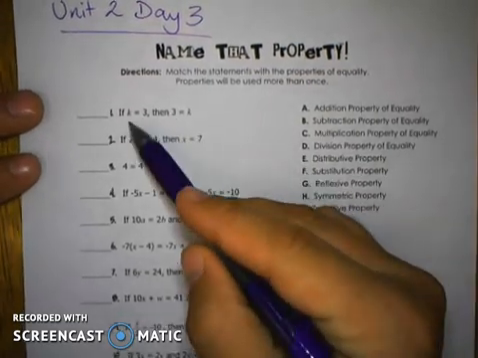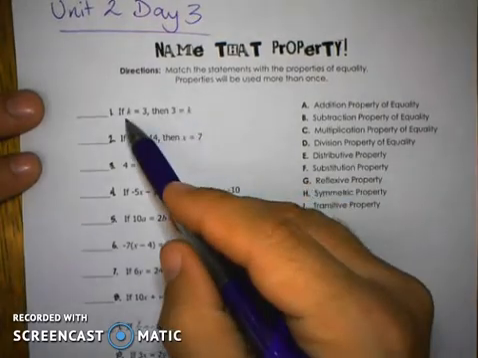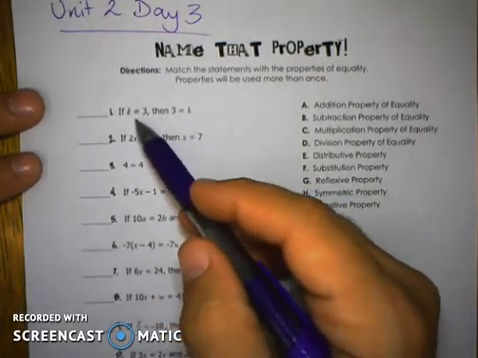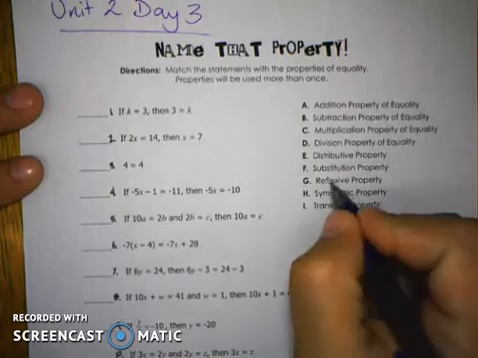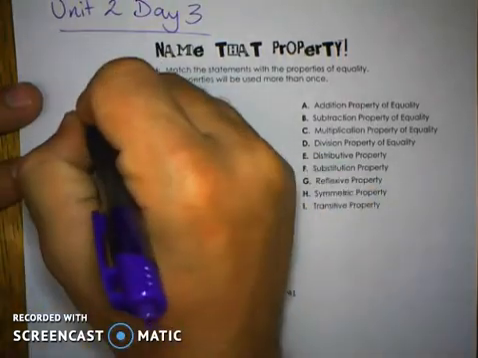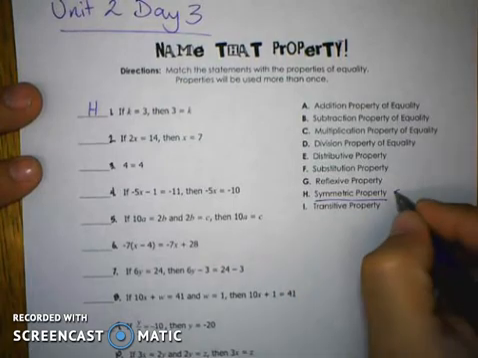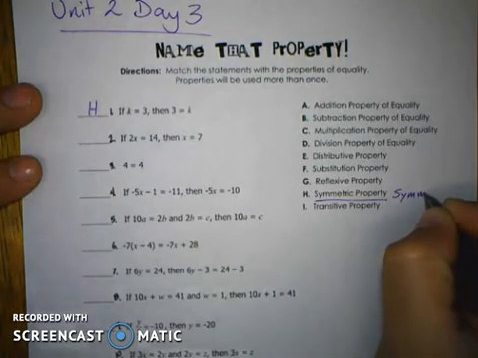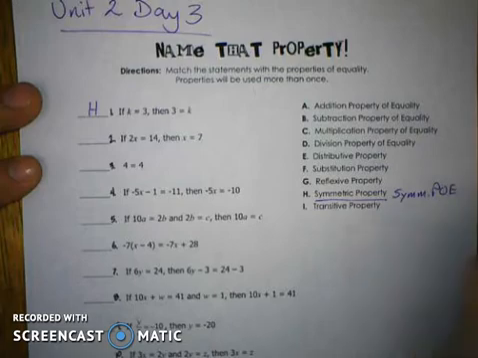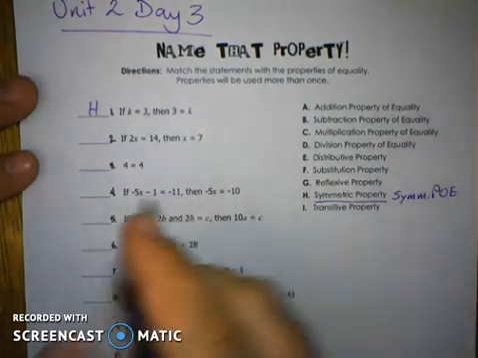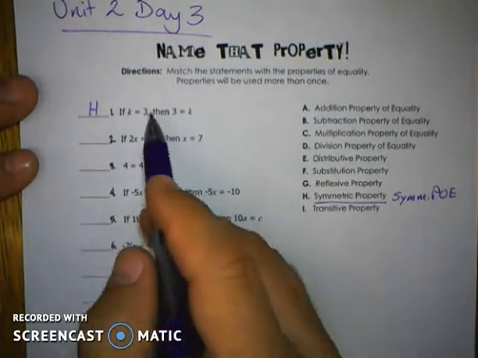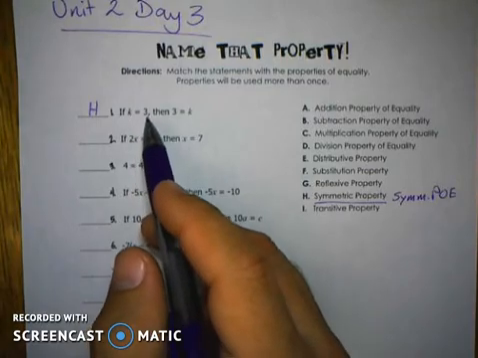All right, first off, if k equals 3, then 3 equals k. Anytime you reverse an equation to turn it around, that is the symmetric property of equality. So that's H. Symmetric POE. There's an abbreviation for that. Okay? We'll use that anytime we're doing a proof where we have to change the equation around so that it's in the correct order.